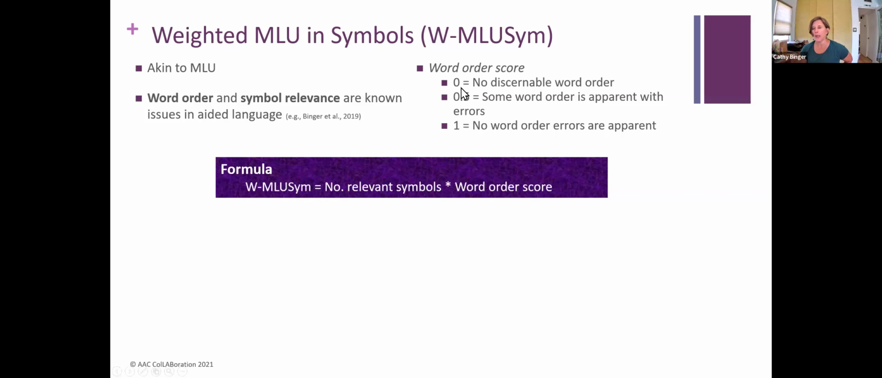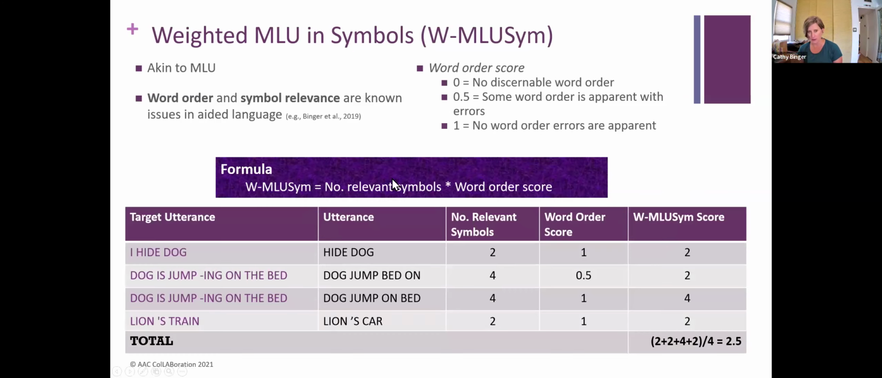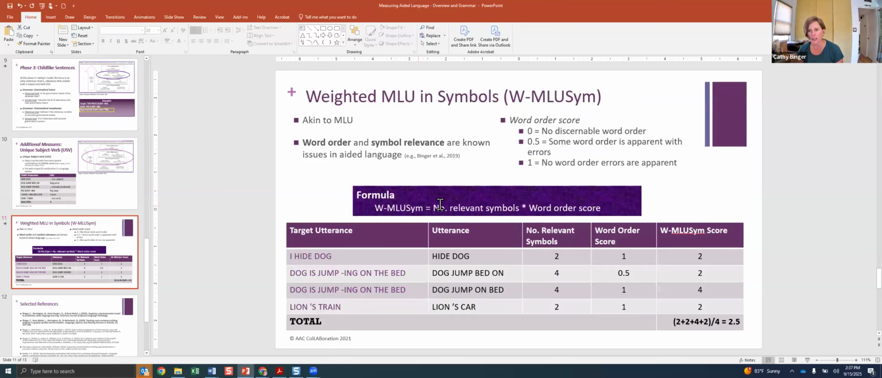So this is our simple scoring that we came up with. You score an utterance as 0 if there's no discernible word order in the utterance. I'm going to show you an example here in a second. So a 0 is no discernible word order, 0.5 is there is some word order, but it's not totally fine, and a 1 is there are no errors present. Our formula for calculating the weighted MLU sim score is the number of relevant symbols times the word order score. So actually, let me get out of here and change this.